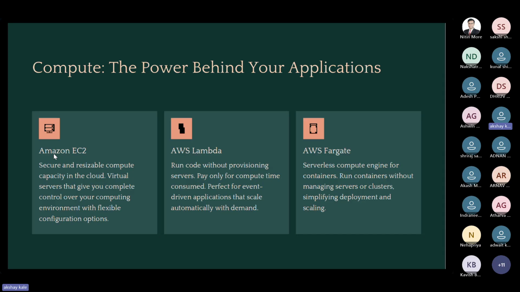AWS Lambda runs code without provisioning servers, paying only for compute time consumed. Perfect for event-driven applications that scale automatically with demand. AWS Fargate, a serverless compute engine for running containers without managing servers or clusters, simplifying deployment and scaling.